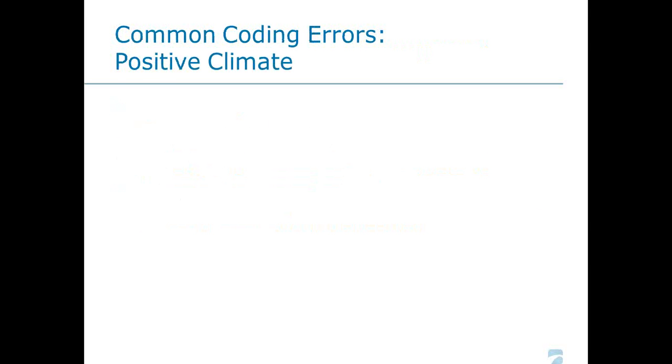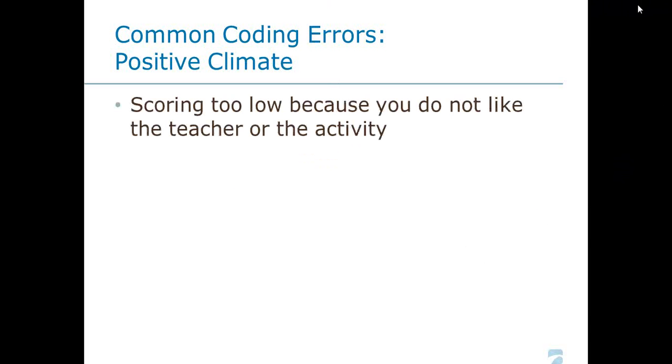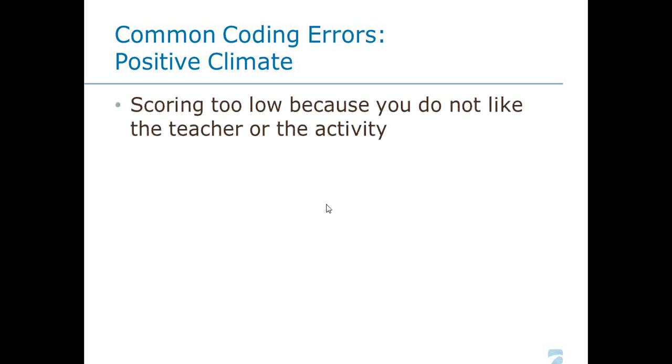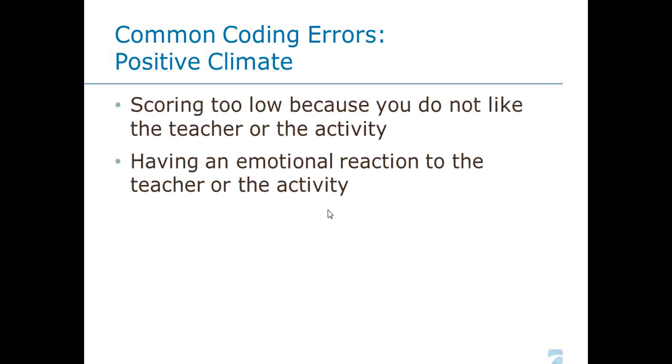So we're going to move on now to talk about common coding errors with positive climate. So much of the time when people misscore on positive climate, they score too low. If you see a teacher who's not very positive, for instance, not connected emotionally or not smiling very much or not enthusiastic, you may automatically be thinking that she's going to score low. However, much of the time, these kinds of teachers do score in the mid-range because we usually see some of the indicators present at some level. So try to give credit where credit is due and don't overlook the good things that she does do.